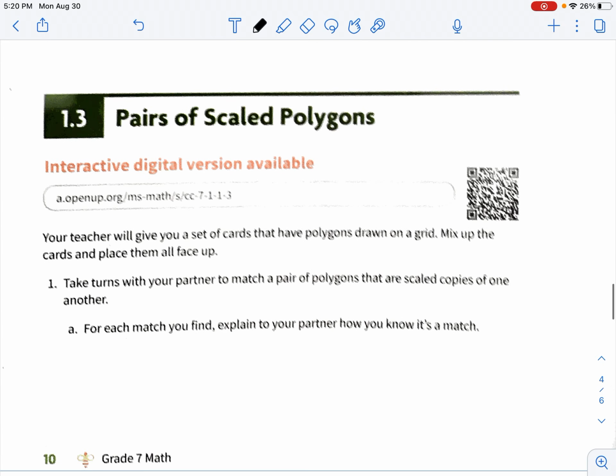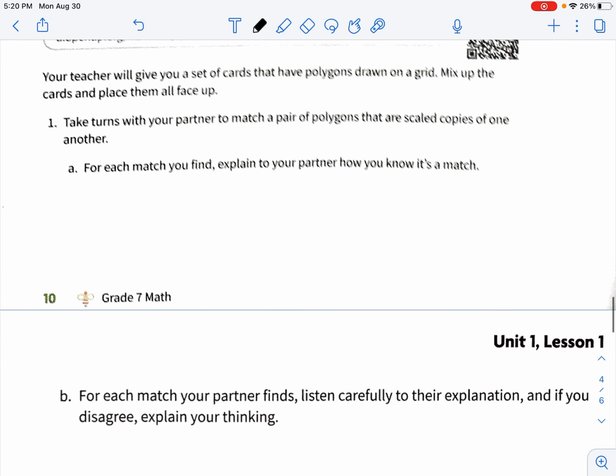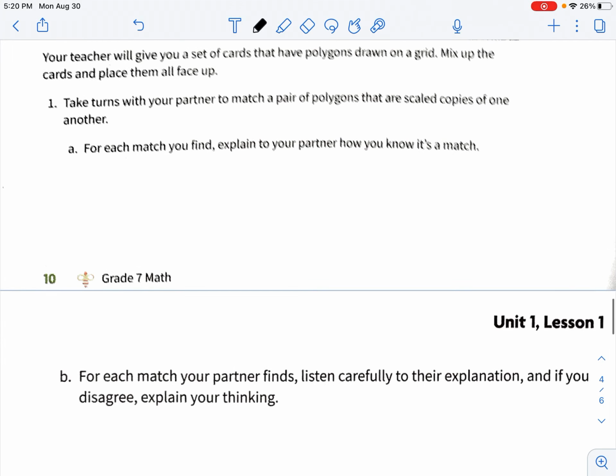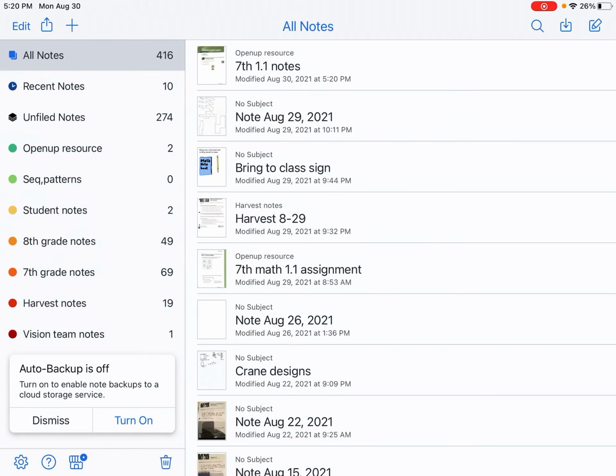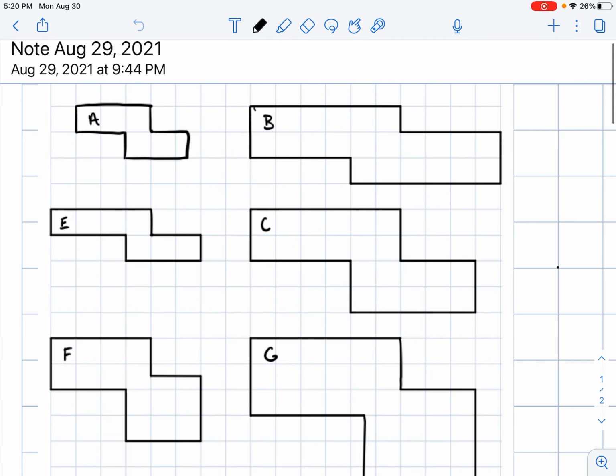Okay. This next one, you're going to refer to the PDF that I attached. So I'm going to go to that. And we're just looking for which ones match. So scale matches. Okay. So looking at A here, we have a 3 by 1 and a 2.5 by 1.